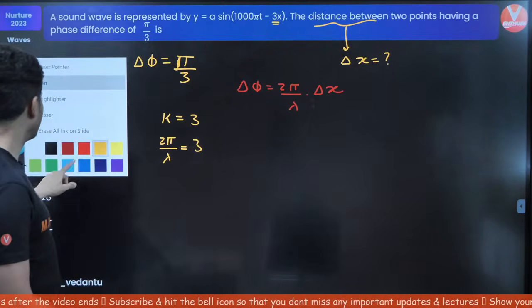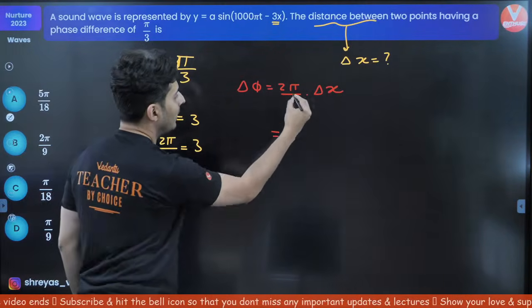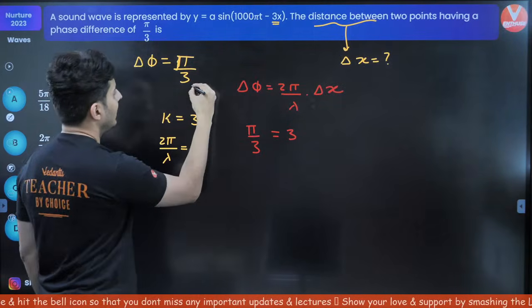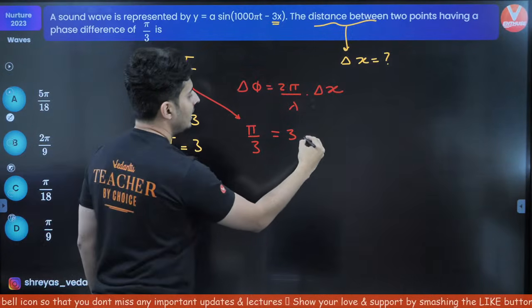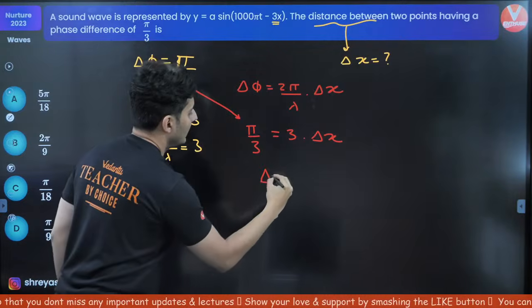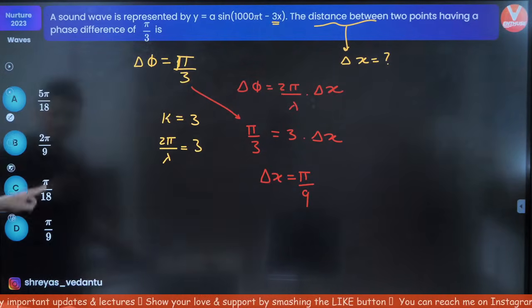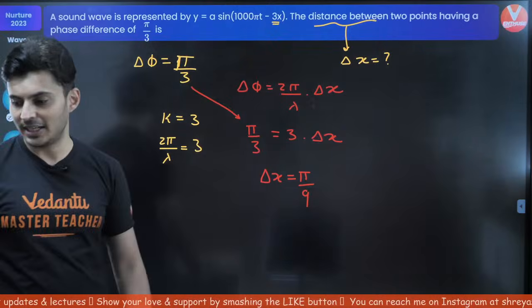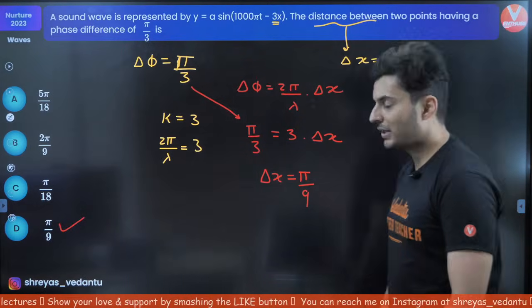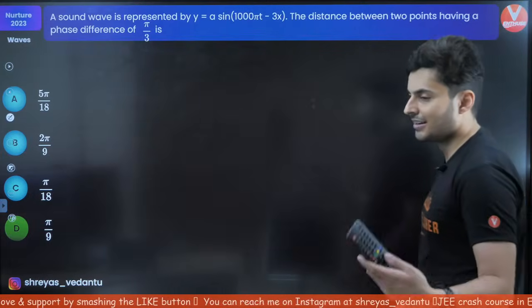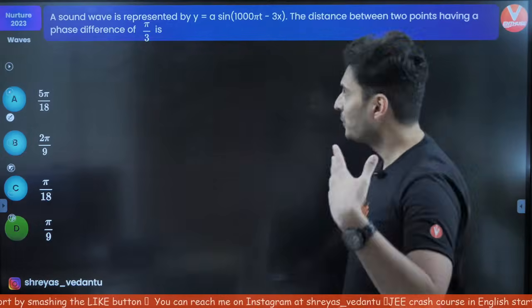So let's try to substitute and see what we get. 2 pi by lambda is 3. Del phi is pi by 3, right from here, into delta x. So delta x will be pi by 9. Is pi by 9 there somewhere? Yes, it is there as option D. Got it? Yes, so that's how you get the answer. Pi by 9 is the correct answer. Beautiful question. Moving to the next one.